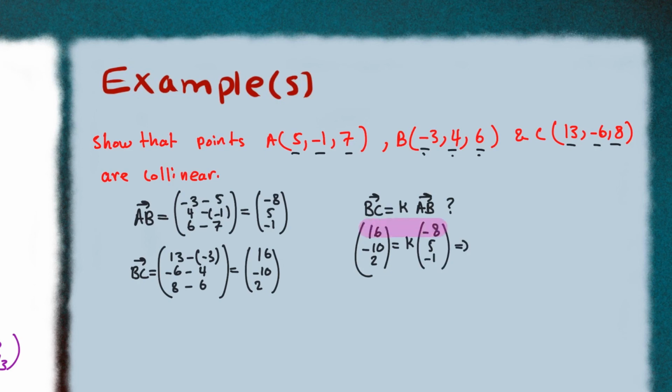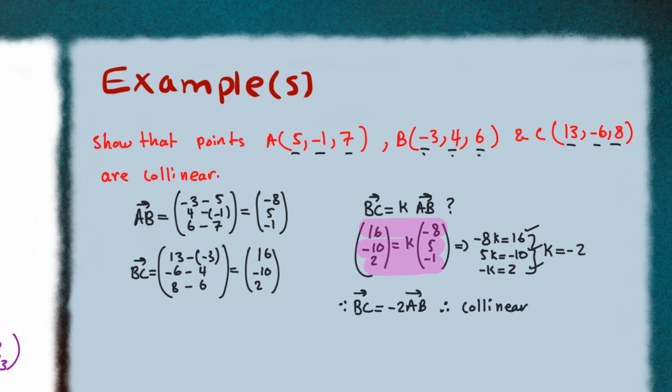We're going to break them down into the three different equations. Negative 8 times K should equal 16, 5 times K should equal negative 10, and negative 1 times K should equal 2. In all three cases, K is equal to negative 2. That means vector BC is equal to negative 2 times vector AB, and therefore the three points are collinear. If the K values were inconsistent, then the points would not be collinear.